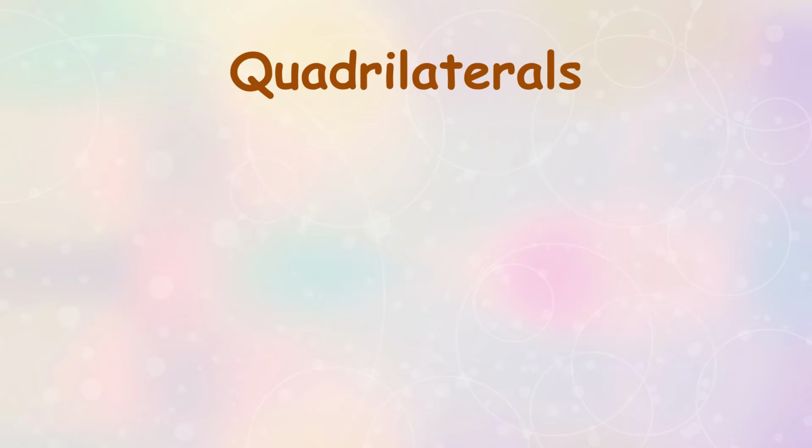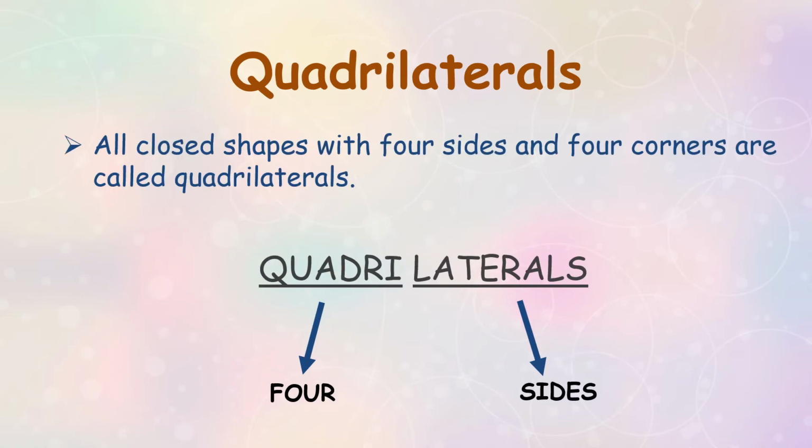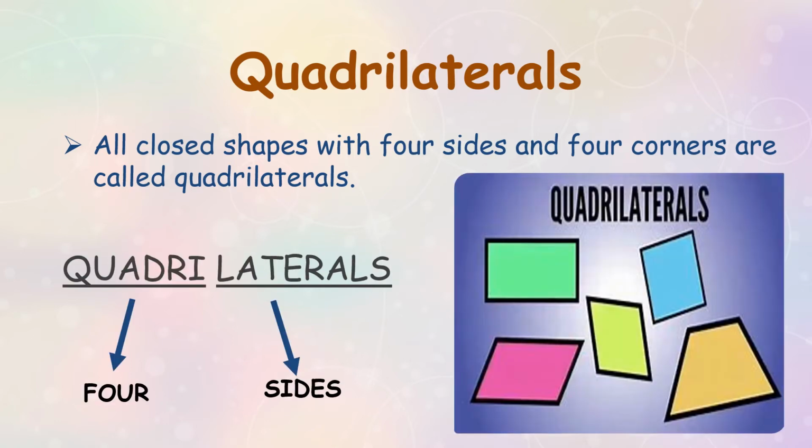Let's learn a new word, quadrilaterals. This is actually a combination of two words and you can learn it easily. Quadri and laterals. आप इनको दो वर्ड्स को एक कॉम्बिनेशन के तौर पर याद रख सकते हैं. Quadri means four and laterals means sides. So we can say that all closed shapes with four sides are called quadrilaterals. As you can see, all of these shapes have four sides and also four corners.